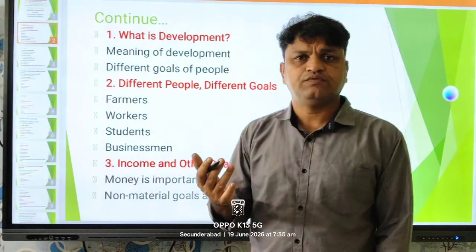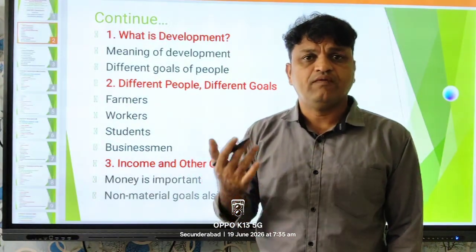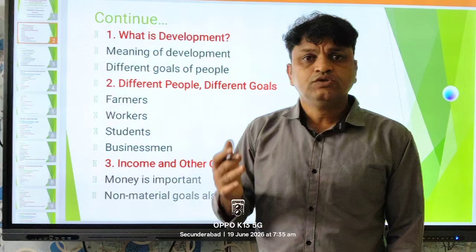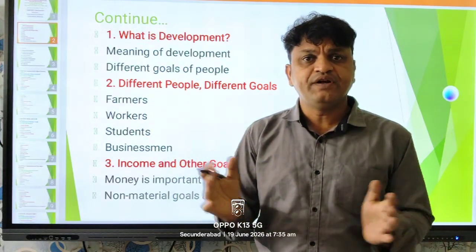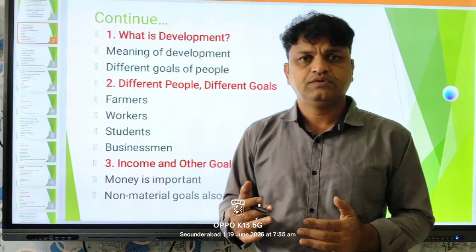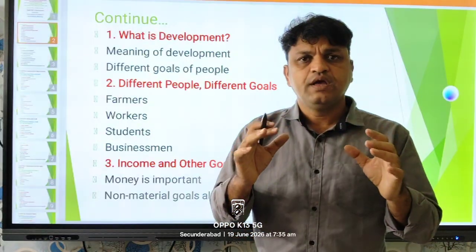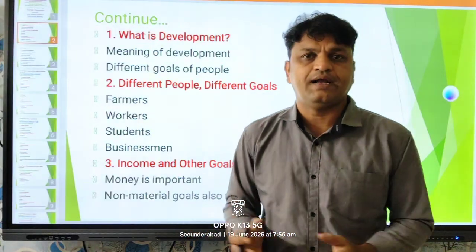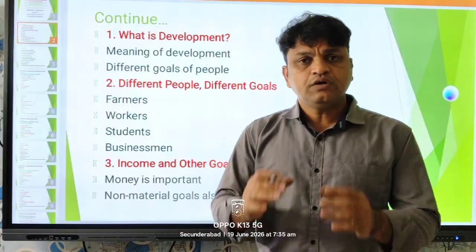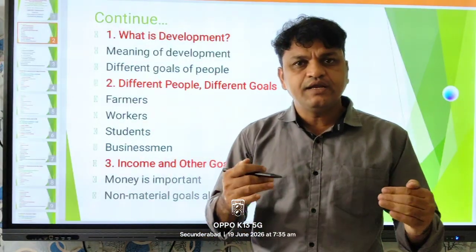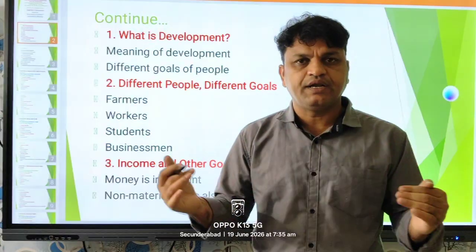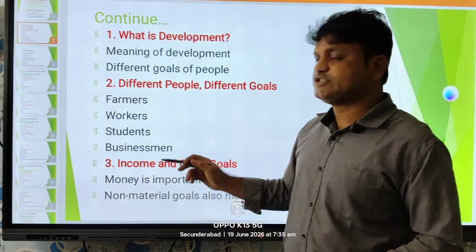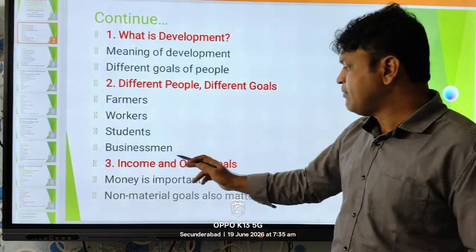Next, different goals of people. We have farmers, peasants, workers, businessmen, the student community, and other general people. Everyone has different goals and aspirations with regard to their life. If you take your class, everyone has different goals: someone wants to become an engineer, someone a doctor, someone a pilot, someone a software engineer. Similarly, the people of the country have different goals, like farmers, workers, students, businessmen, and income and other goals.